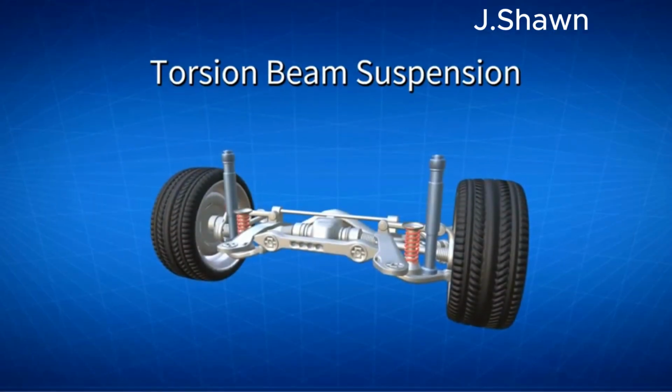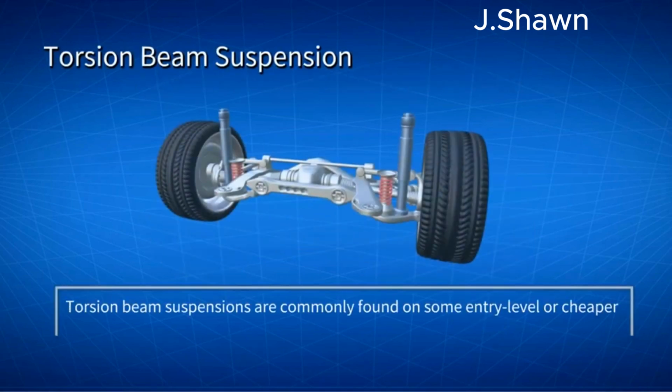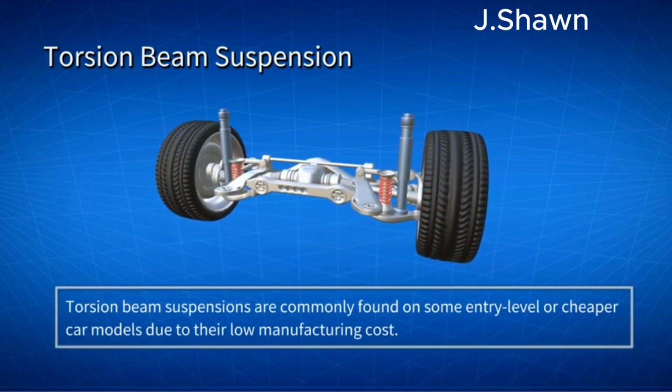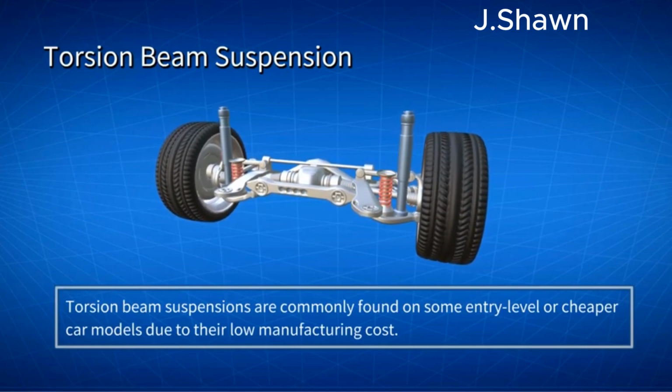Torsion beam suspension. Torsion beam suspensions, also known as twist beam suspensions, are commonly found on some entry-level or cheaper car models, due to their low manufacturing costs.